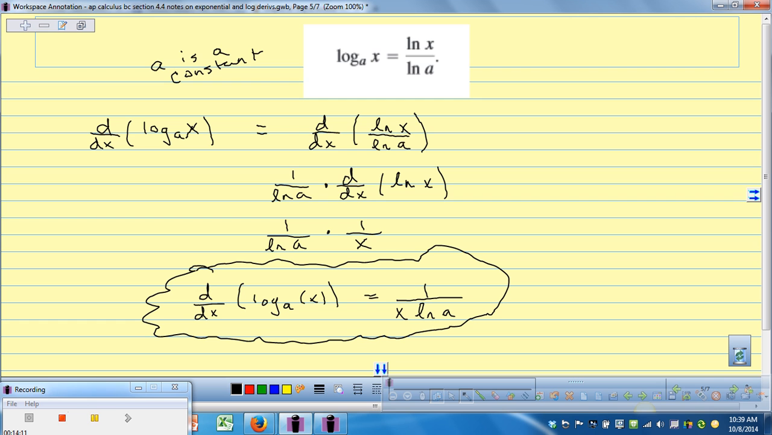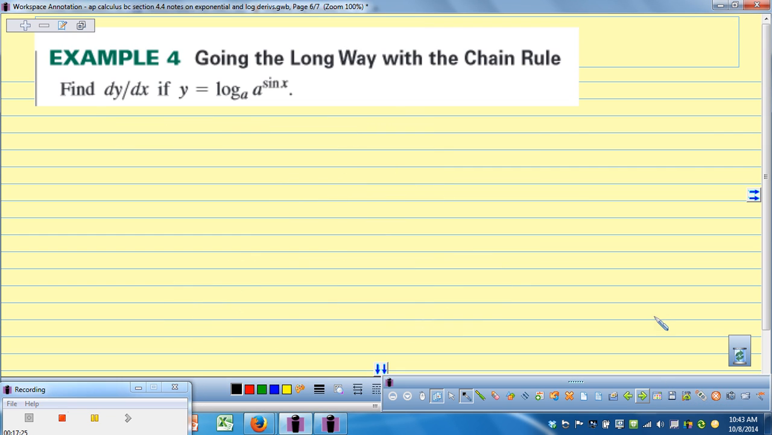Everyone needs to pay attention on the next slide, because it is a very powerful technique for taking the derivative for a certain type of function. So do we have any questions on this? All right, so the last thing we need to talk about, I guess I had an example. Yep, we'll do an example.